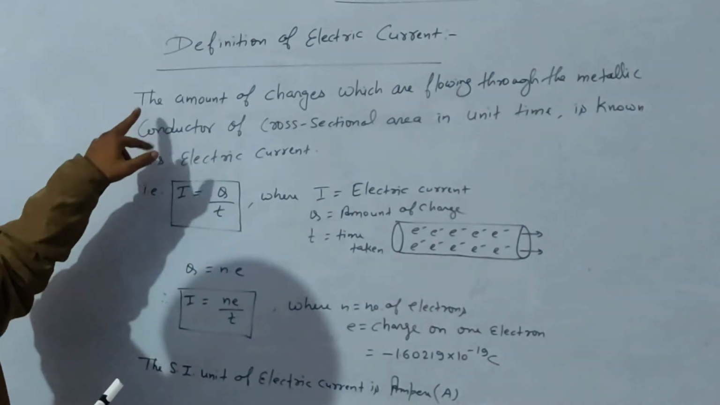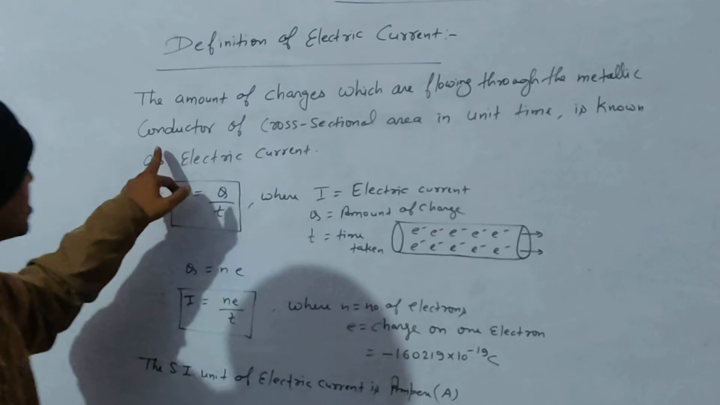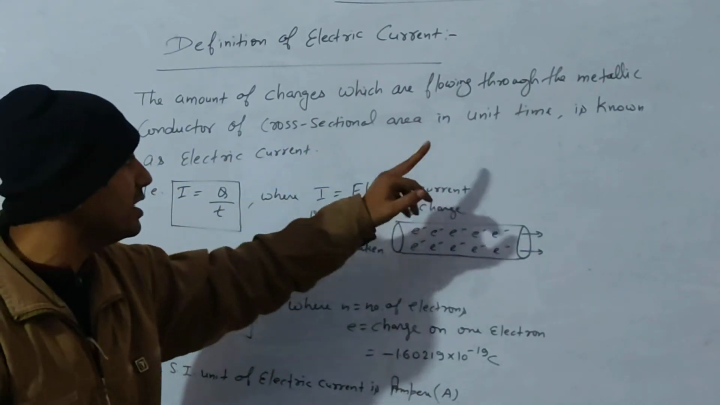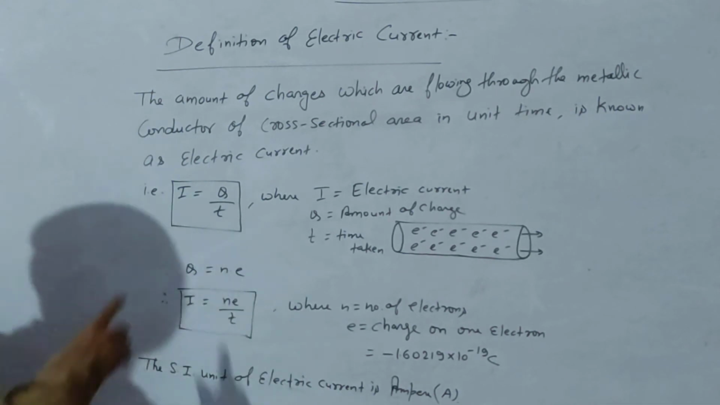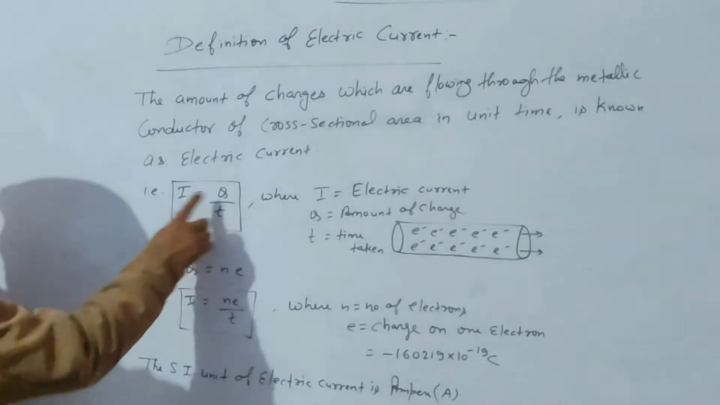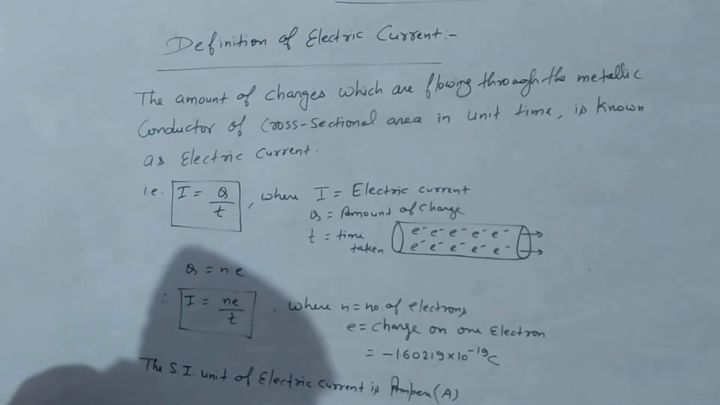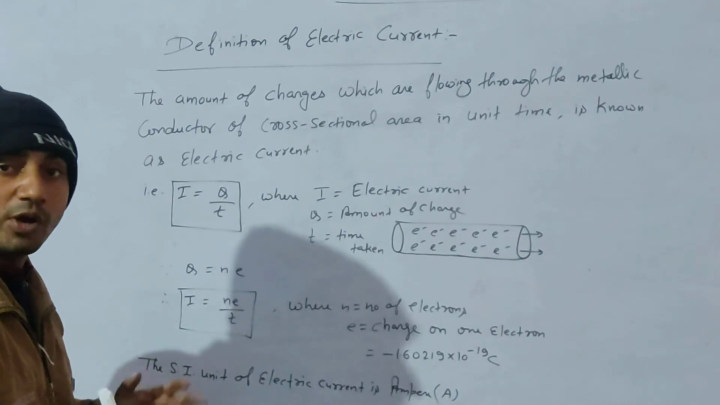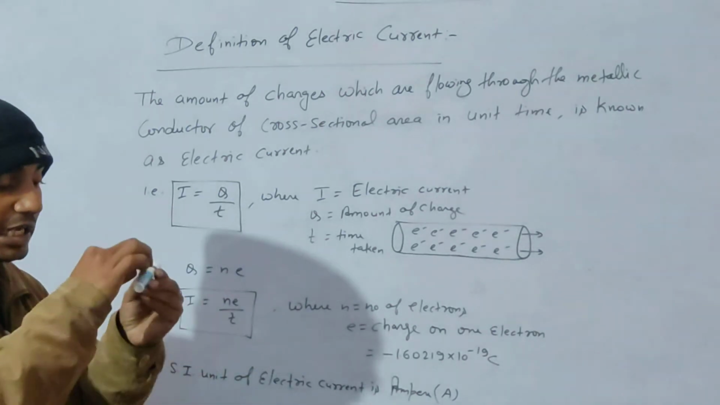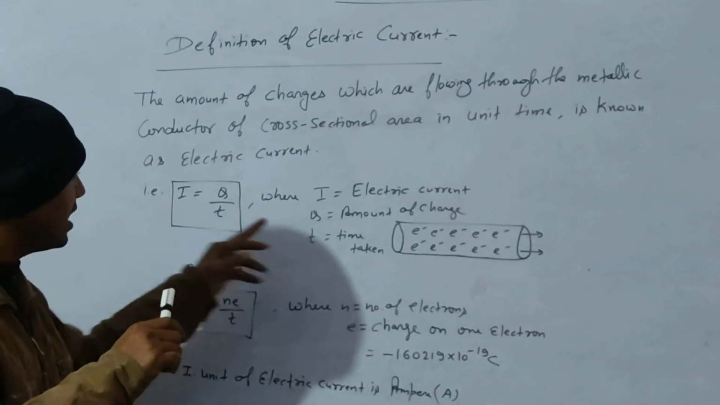So we write here: the amount of charge flowing through the metallic conductor of cross-sectional area in unit time is known as electric current, that is I = Q/T. What is meant by Q? Q is the charge, which is equal to N times E, where N is the number of electrons. How many electrons pass through the cross-sectional area? That amount is N.